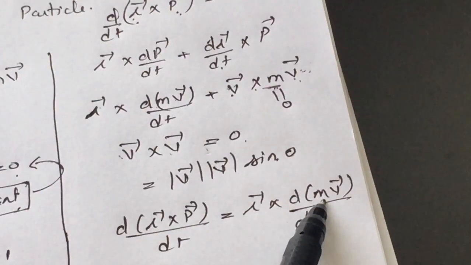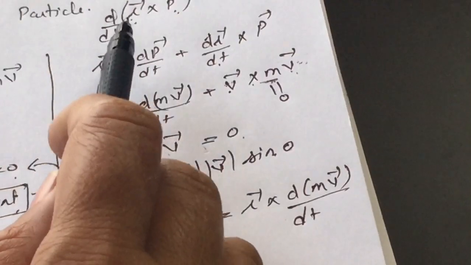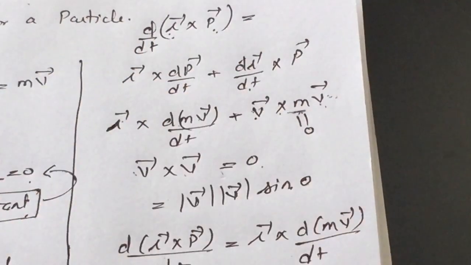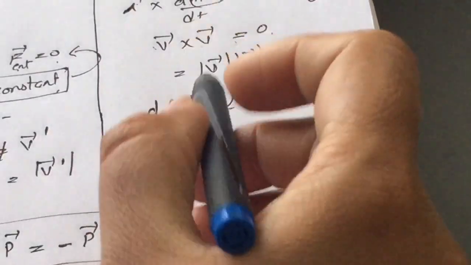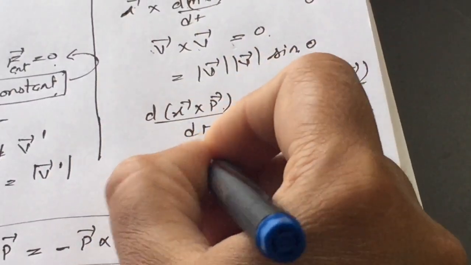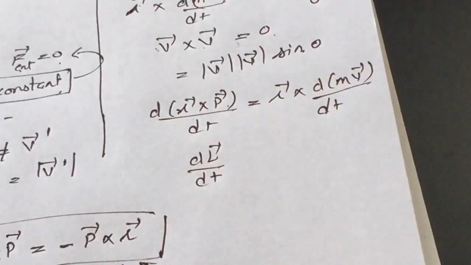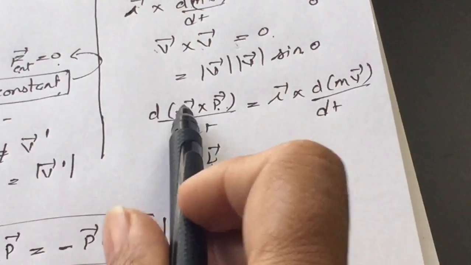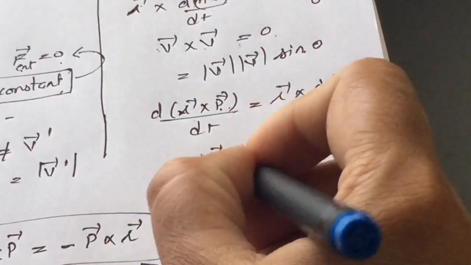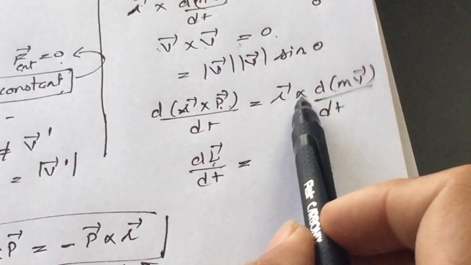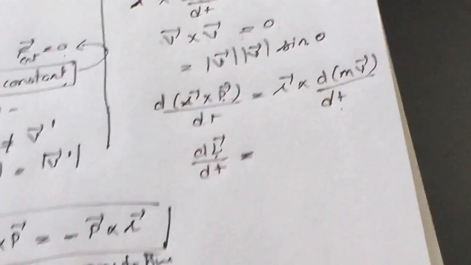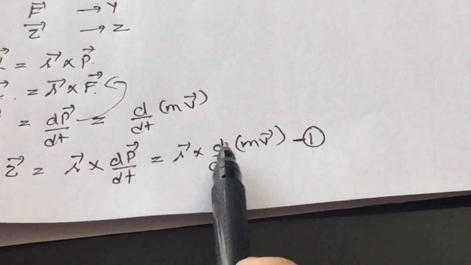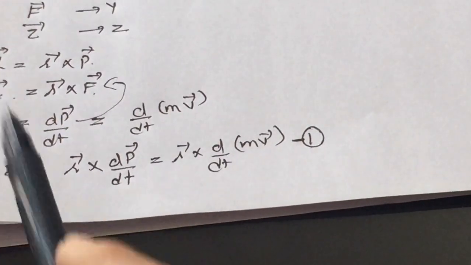This is our expression, and this is the term which we differentiate, that is r cross p. What is r cross p? It is nothing other than your angular momentum, so dL upon dt. This is r cross p, and this r cross p can be written as L. On the right hand side you will have r cross d(mv) upon dt, and this is nothing other than our first term, r cross d(mv) upon dt, that is our torque.